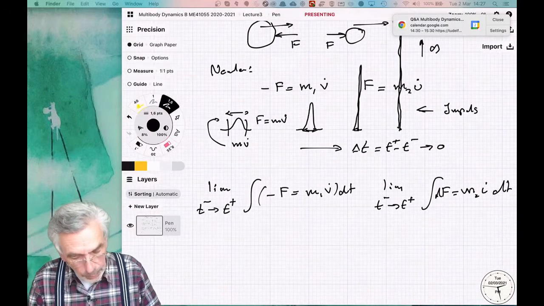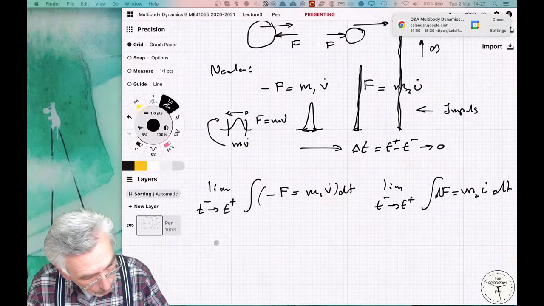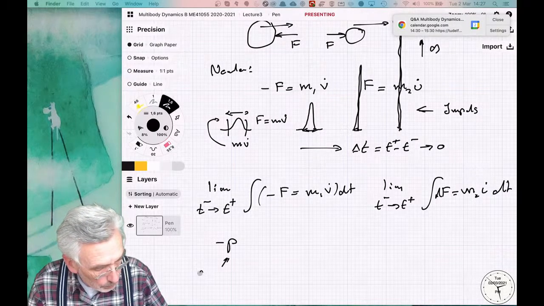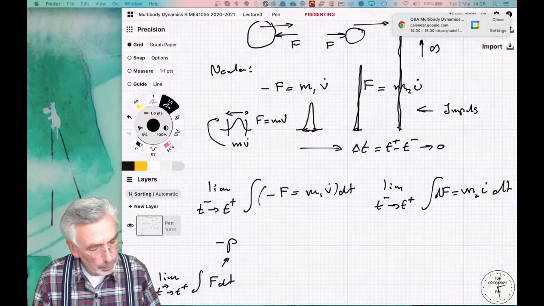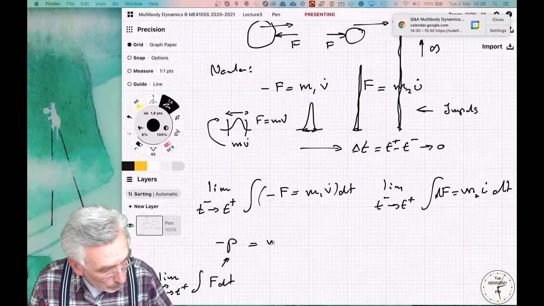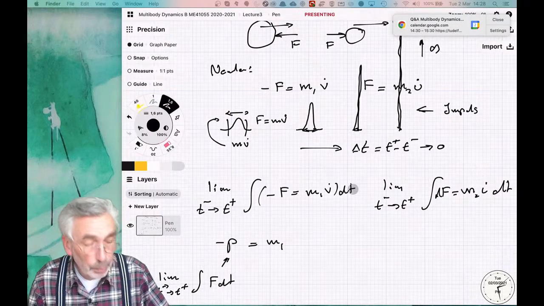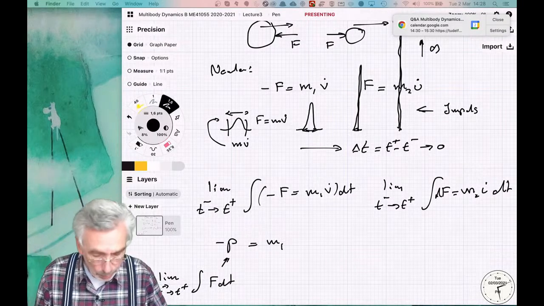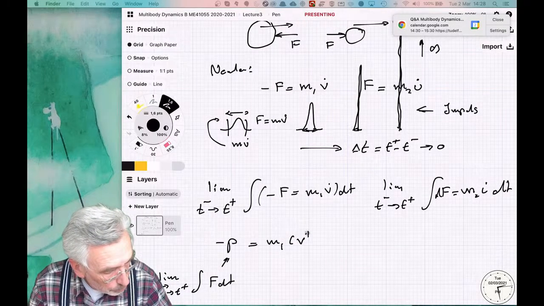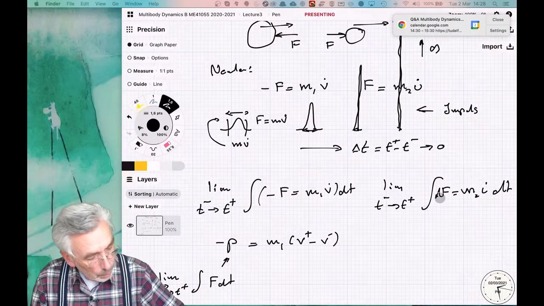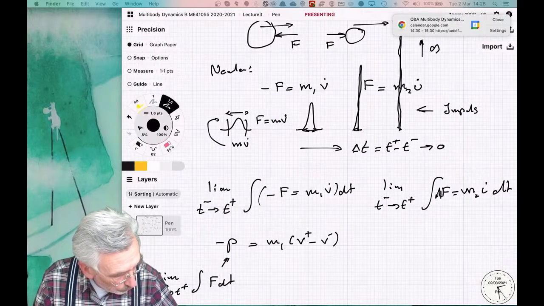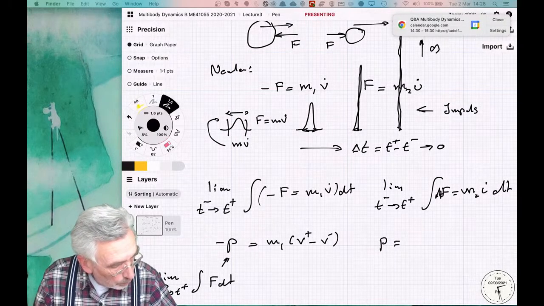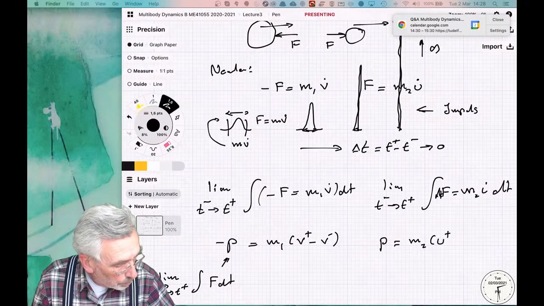So what do we get then? Well, on the one side, we get minus P, which is defined as the integral of F dt in the limit case of t minus going to t plus, yeah? Equals M1 times, and this is very simple, the integral of v dot is v itself, with the bounds v plus minus v minus. Likewise here, we have this integral F dt, which we defined as P, equals M2 times u plus minus u minus.